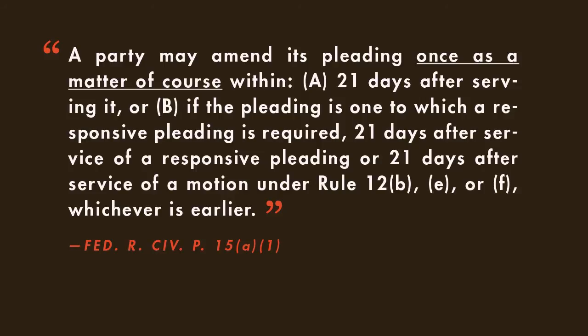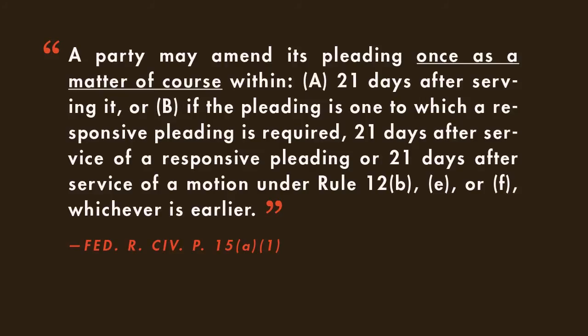Rule 15(a)(1) provides that a party may amend its pleading once as a matter of course within either (A) 21 days after serving it on the opposition, or (B) if the pleading sought to be amended is one to which a response is required, then the pleading can be amended once as a matter of course within 21 days after the response is served. In order to figure out which pleadings require a response, we need to look to Federal Rule 7, which sets forth which pleadings are allowed.